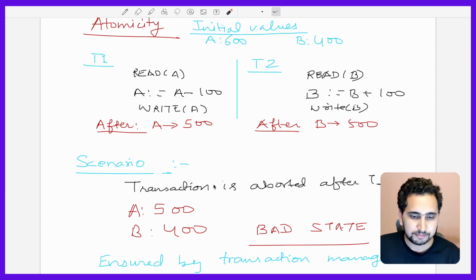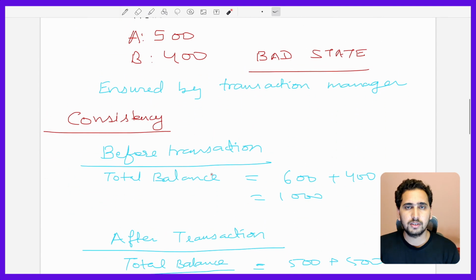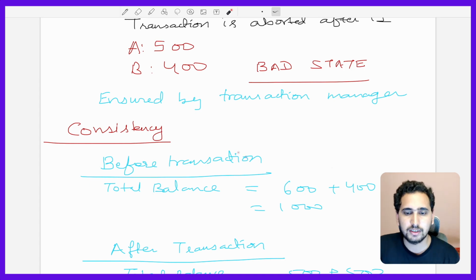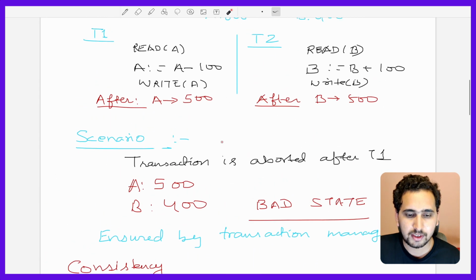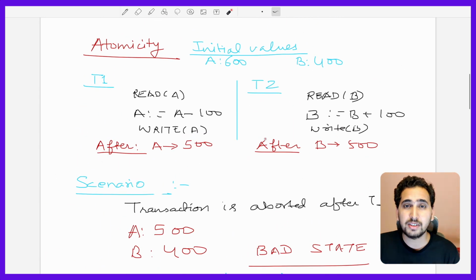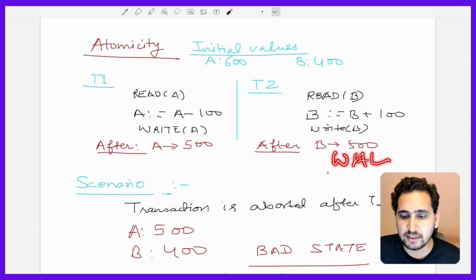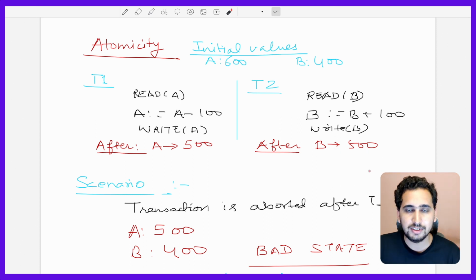Now, let's try to understand how the database ensures this. There's something called write ahead logging. It's an algorithm. We are going to talk in detail about this in a later part of the video. By doing write ahead logging, by writing logs before actually writing into the database, the database management system takes care of atomicity.